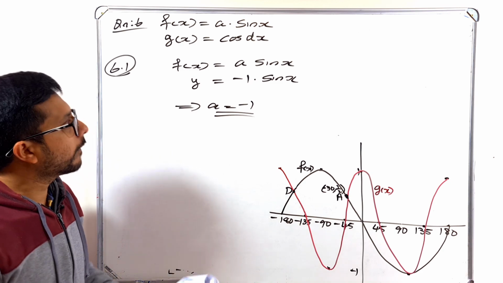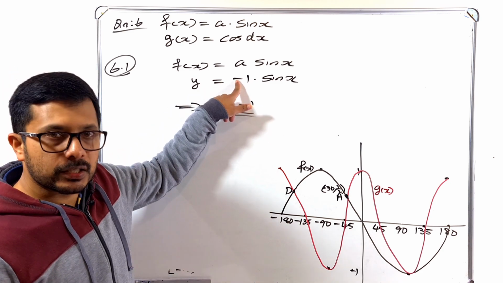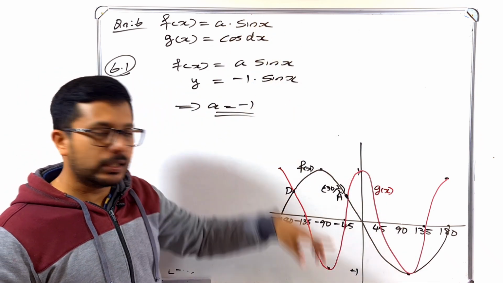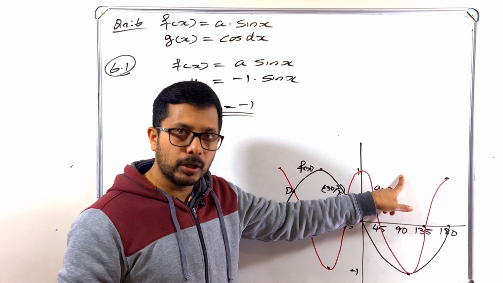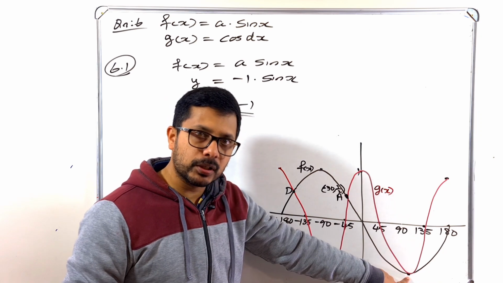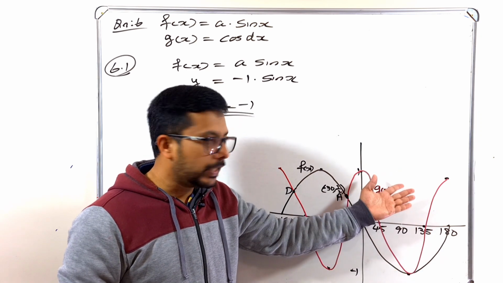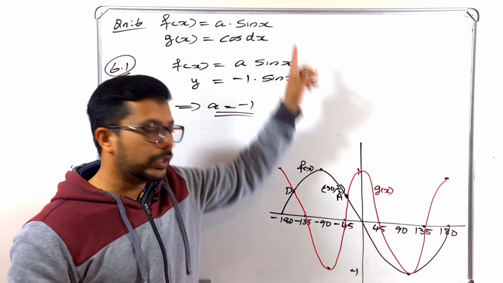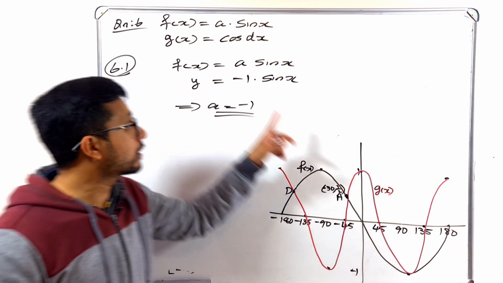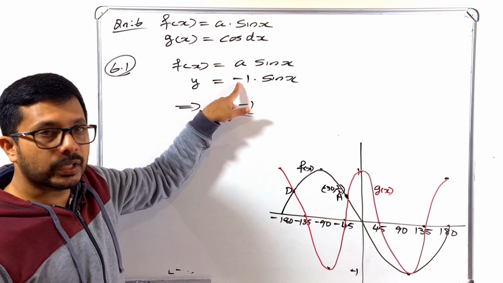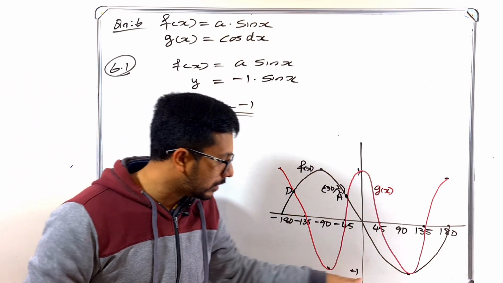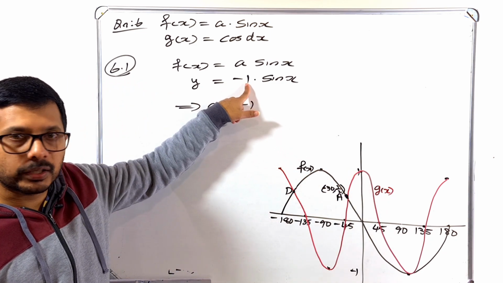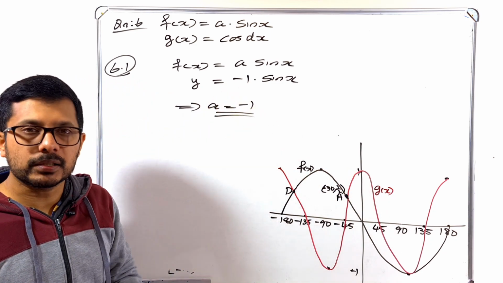So listen once more. What does this minus stand for? Normally, this is a sin x graph. Sin 90 is supposed to be +1, but here it is passing through -1. So you have to understand that the sin x graph is reflected, or this one is a reflected graph, so the sign of a is negative. Then the range is from -1 to +1, so the magnitude is 1. So the value of a is -1.